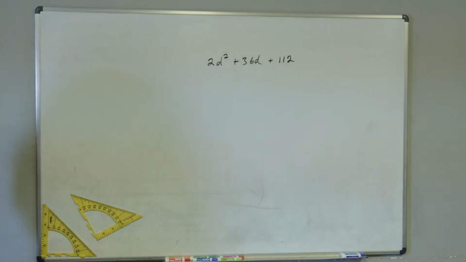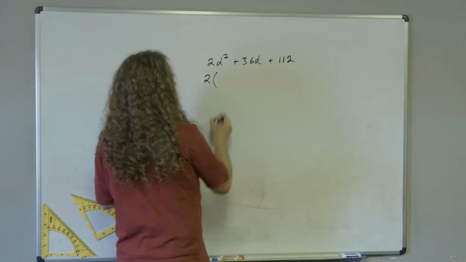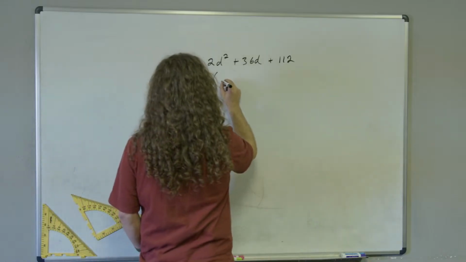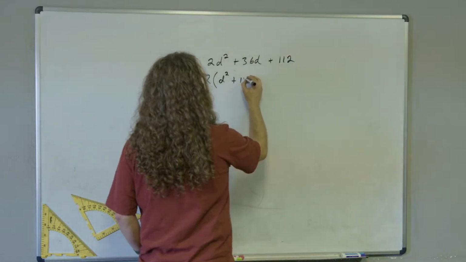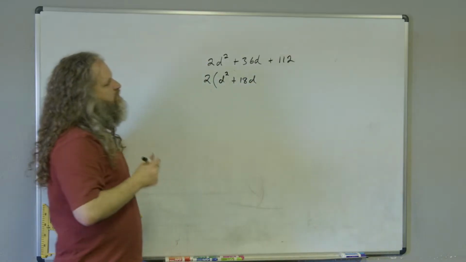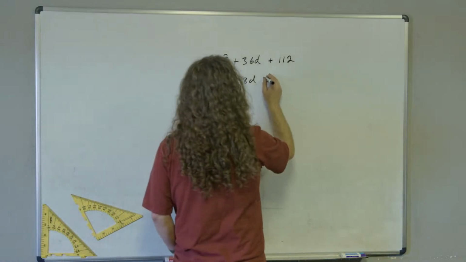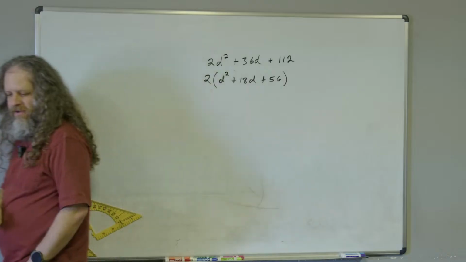Okay, what do we need to do for this one? See if there's a GCF. Is there a GCF? Yes. What can we pull out? A 2. When I pull a 2 out of the first term, what's left? D squared. When I pull a 2 out of the second term, what's left? 18D. When I pull a 2 out of the last term, what's left? 56. Okay, now what?